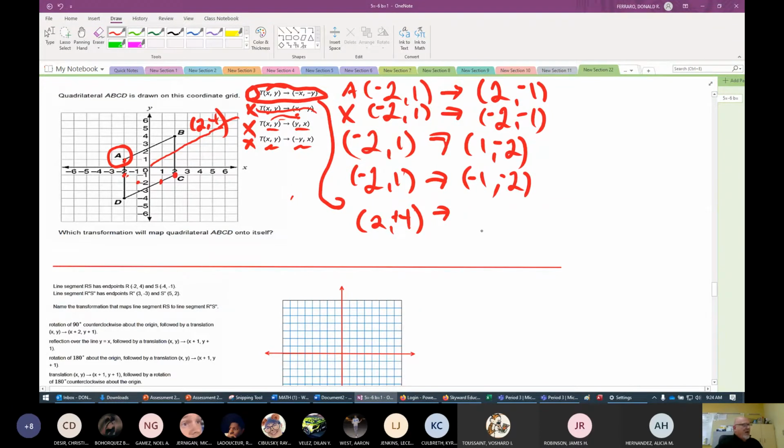So we've got 2, 4, and now we're converting that to negative x, negative y, so it's -2, -4. And if I go -2 and down 4, I come up with B mapping to the vertice of D. So the answer here is going to be the first one. That's mapping onto itself. All right, so that's the first one.